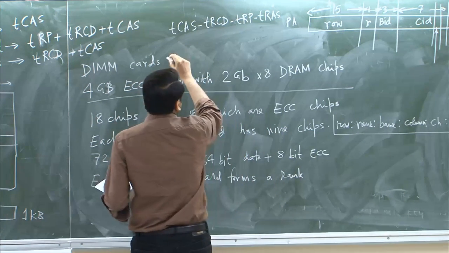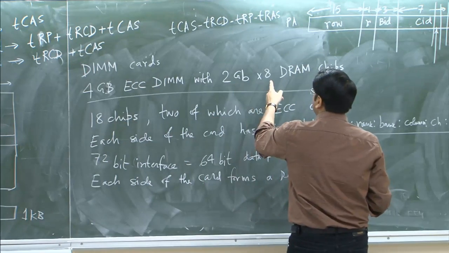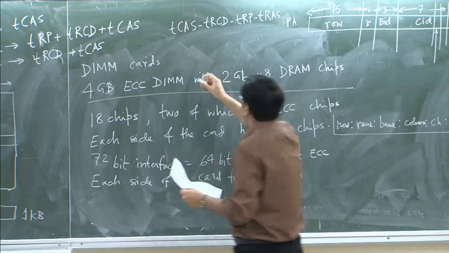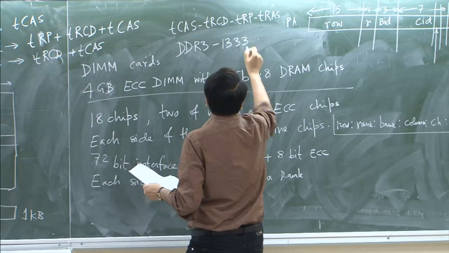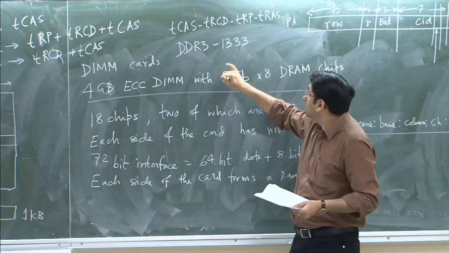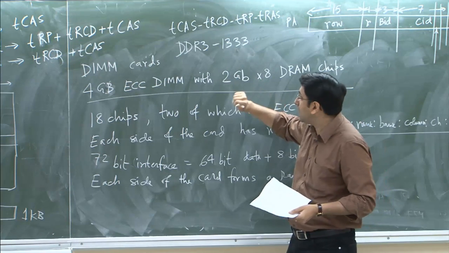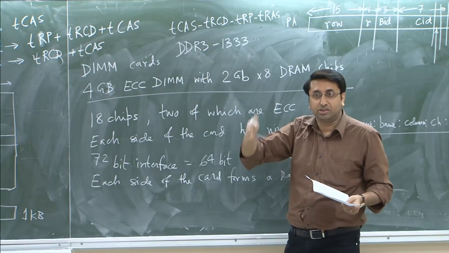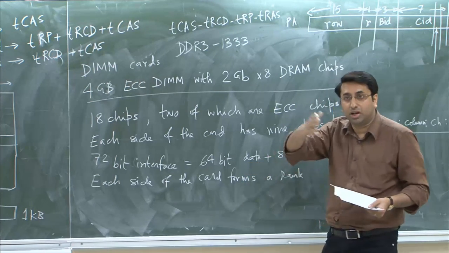DIMMs and DRAM chips are normally talked about in this way. Along with this, there will be a DDR specification and a frequency parameter. They may look like DDR3-1333. This means it's a third generation double data rate DRAM, and the effective frequency is 1333 megahertz. By effective frequency, I mean that a double data rate DRAM can transfer data on both the clock edges. In this case, it will transfer 64 bits on both the clock edges.